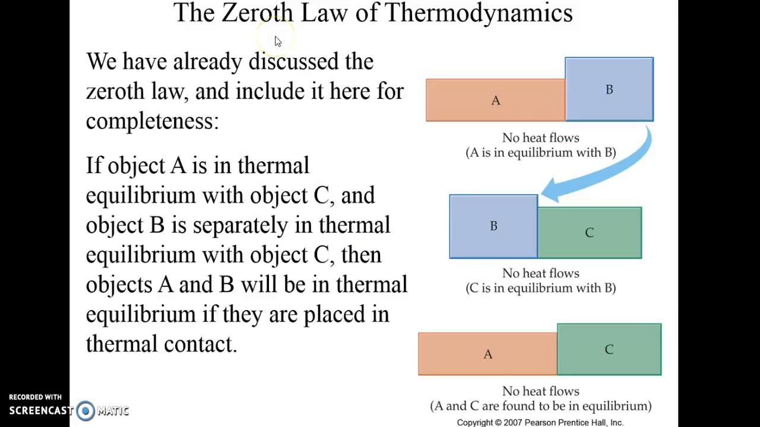And then the zeroth law of thermodynamics. We have already discussed the zeroth law and included here for completeness. So if object A is in thermal equilibrium with object C, and object B is separately in thermal equilibrium with object C, then A and B also have to be in thermal equilibrium if they are placed in contact.